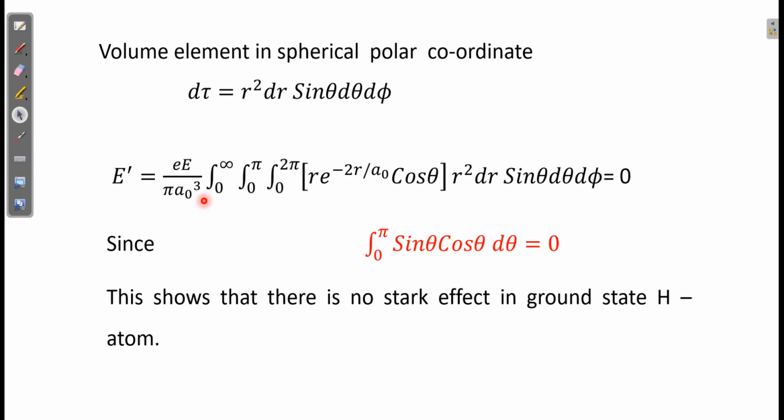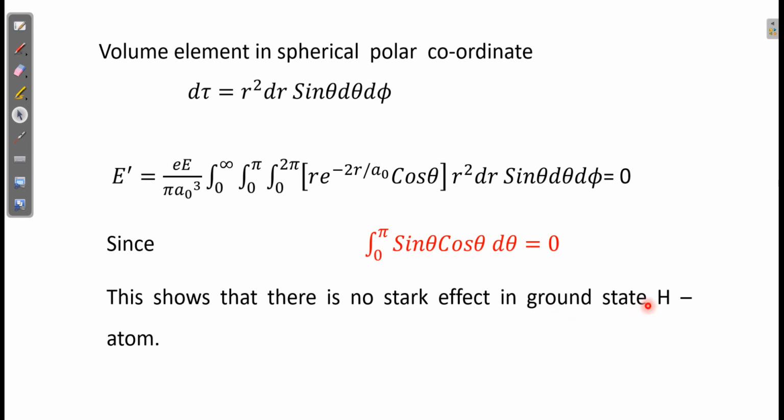This equation has a term cos theta sin theta d theta from 0 to pi. If we integrate this term, it will be 0. This term will be 0, so the whole integration will be 0. That means there is no effect of the electric field on the ground state of the hydrogen atom. That means there is no Stark effect in the ground state of the hydrogen atom.